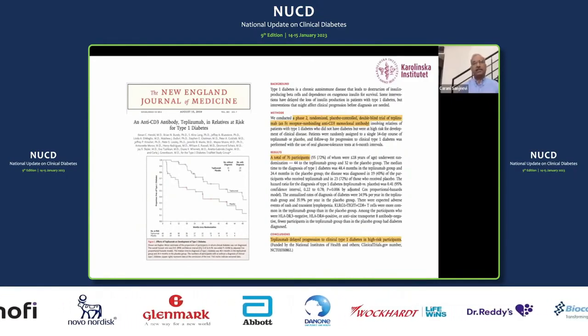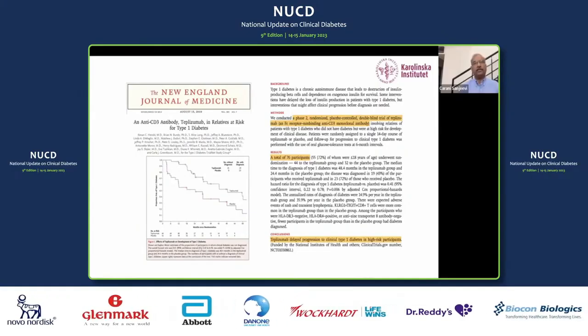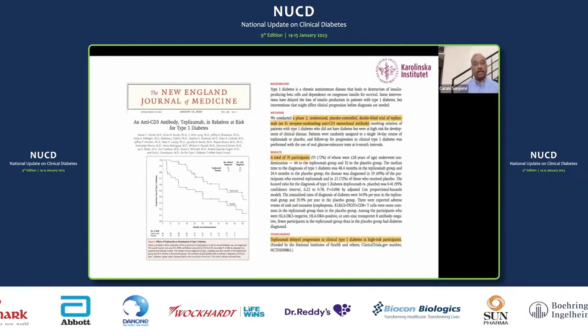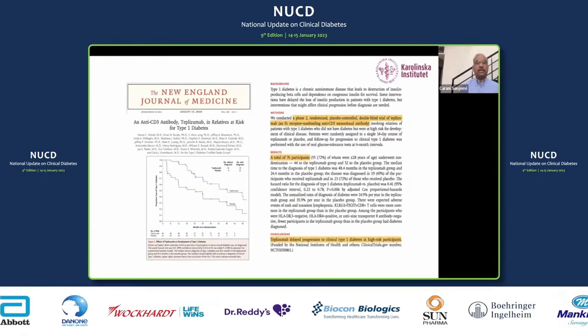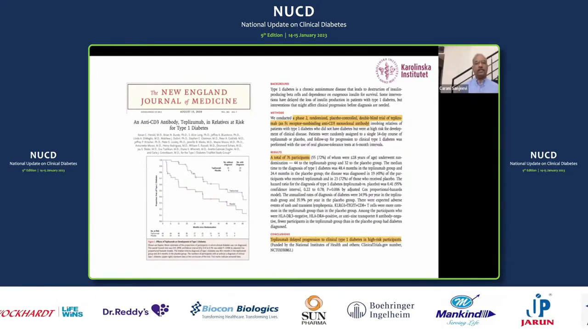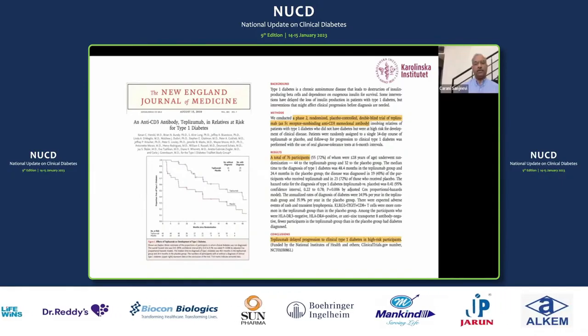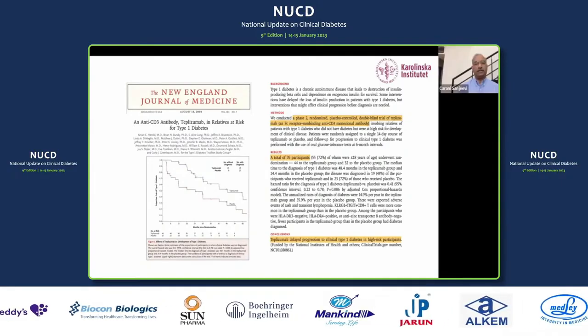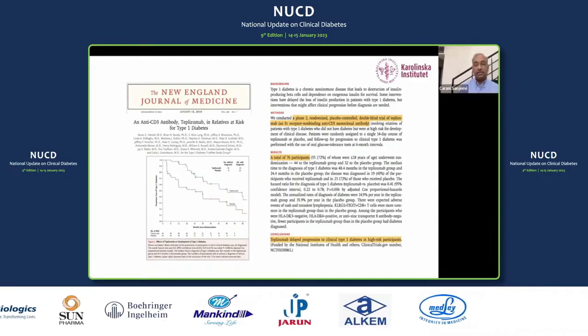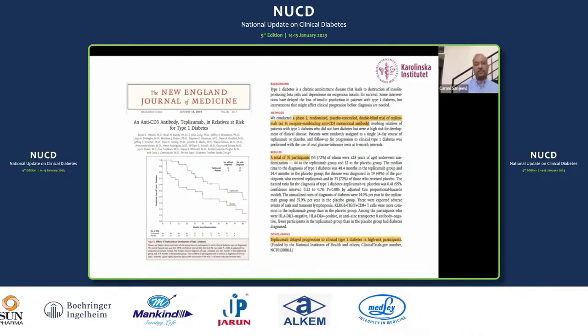TrialNet is a cohort with a lot of patients with type 1 diabetes markers who are relatives of patients with type 1 diabetes and are being followed up regularly. These are the candidates who are being taken for these clinical trials. So teplizumab is delaying the onset by at least 2 years in this follow-up study.